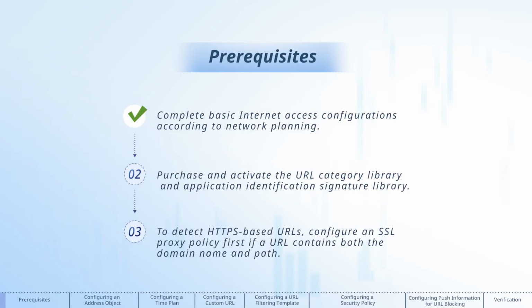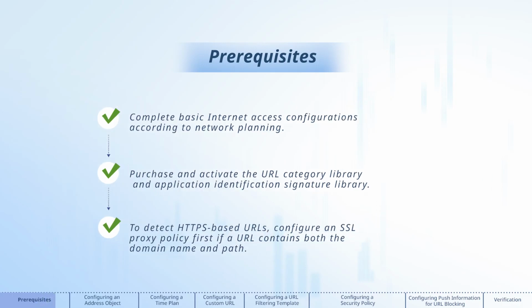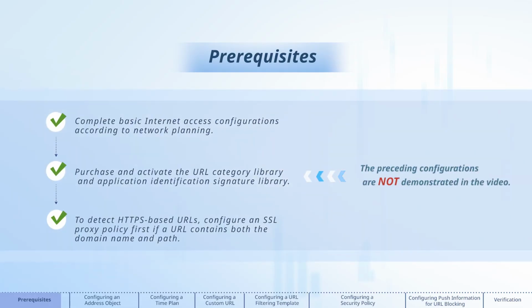Complete basic internet access configurations according to network planning, and activate the URL category library and application identification signature library. To detect HTTPS-based URLs, configure an SSL proxy policy first if a URL contains both the domain name and path. The preceding configurations are not demonstrated in the video.